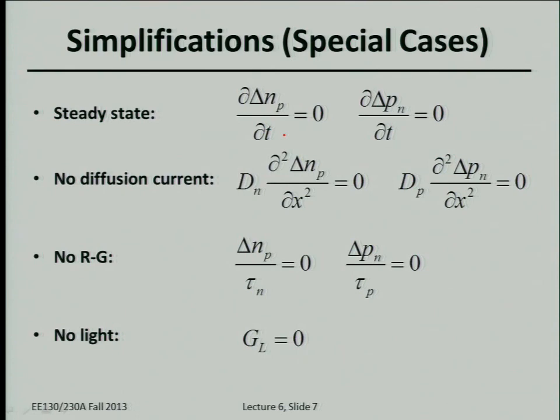Oftentimes, most of the time, integrated circuits, we don't operate them with light shining on them, so the generation rate is 0. Of course, optoelectronic devices are not designed for that, but for most integrated circuit devices, we have G_L equals 0.